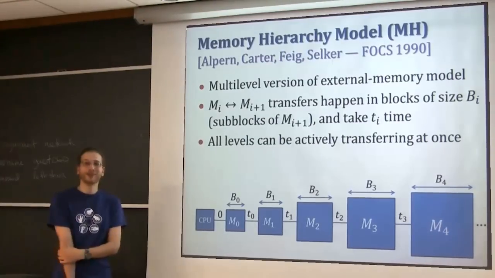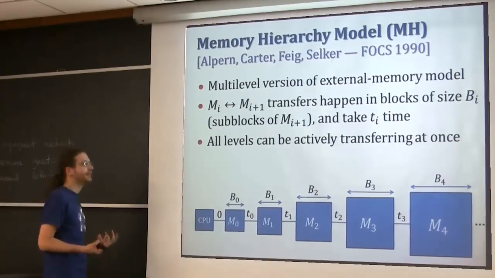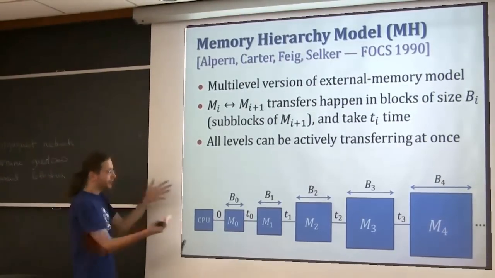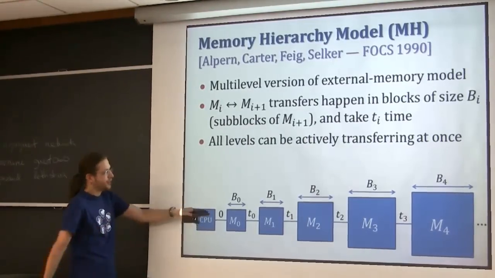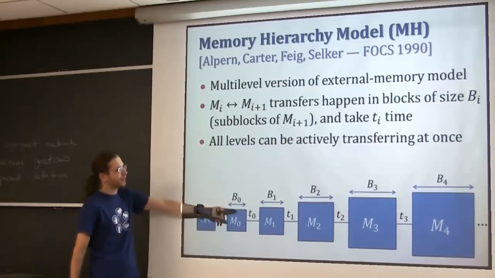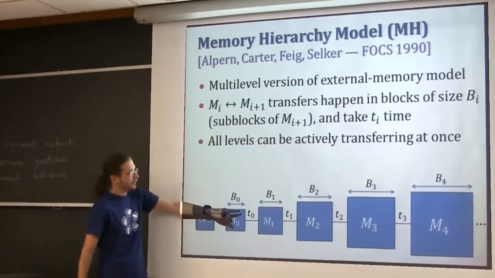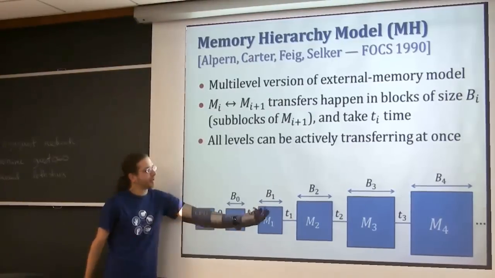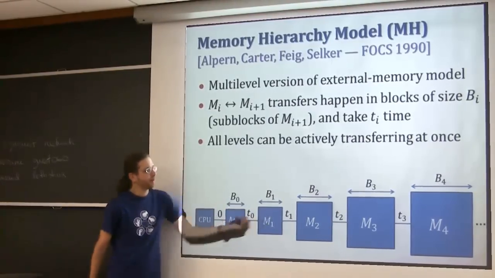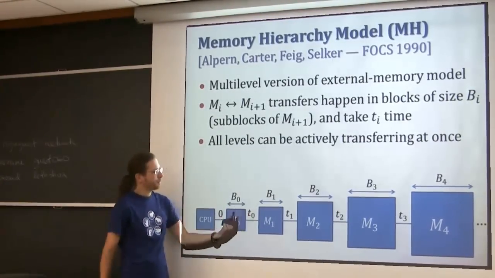which is probably the messiest of the models. But in some sense, it's the most realistic of the models. Here's the picture which I would draw if someone asked me to draw a general memory hierarchy. I have a CPU, which can access this cache for free. It has blocks of size B0. To go to the next memory, it costs me some time T0. And the blocks that I read and write here are of size B0. So the transfers here are of size B0.